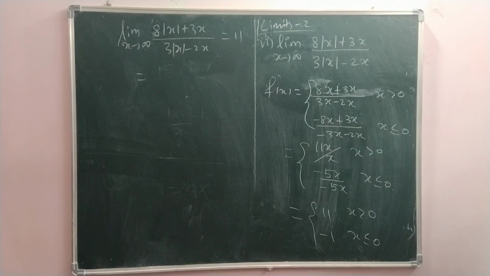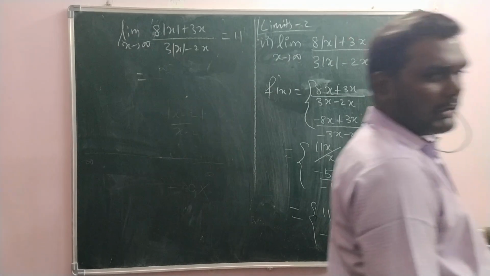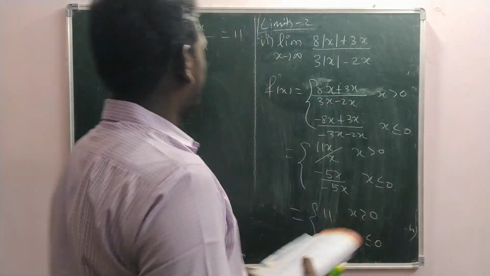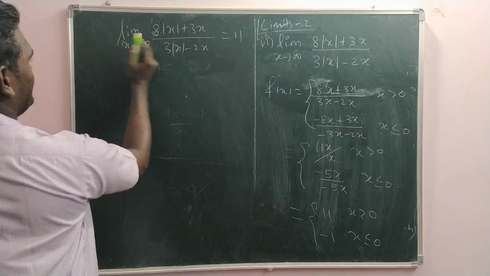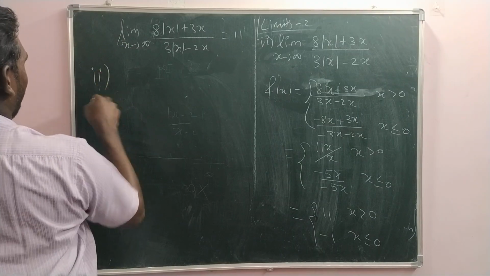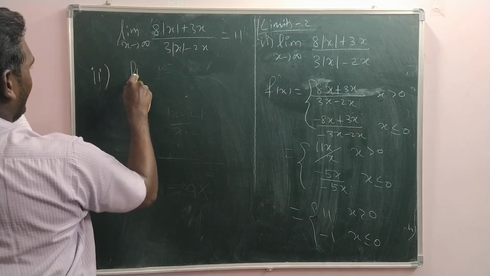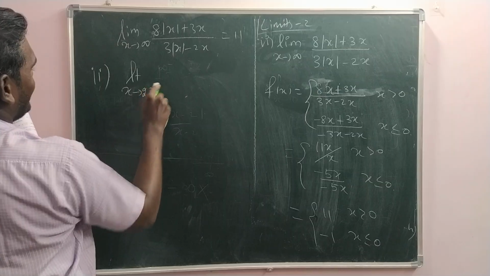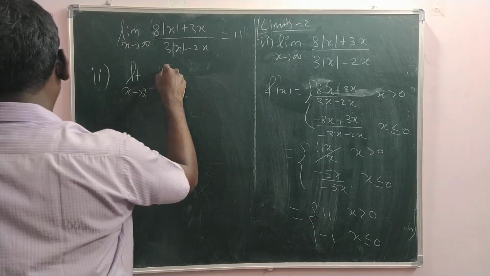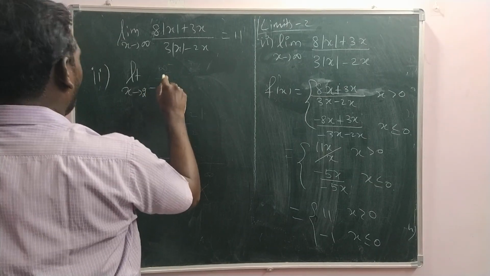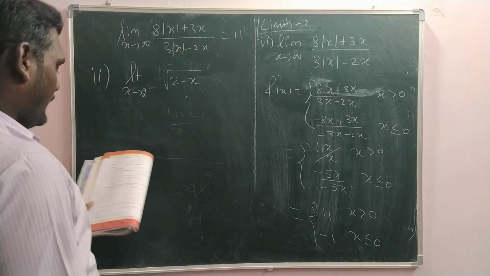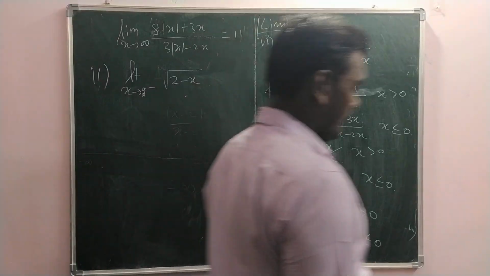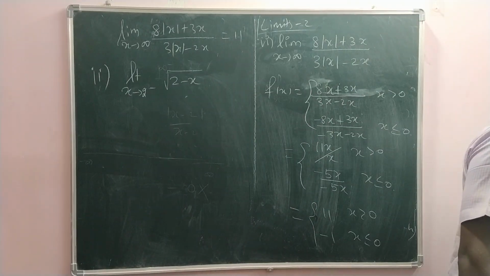That is it. And then limit x tends to 2 minus root of 2 minus x. The power came, right? Thanks to CM sir. Limit x tends to 2 minus root of 2 minus x is what they are asking. What is it, you know.